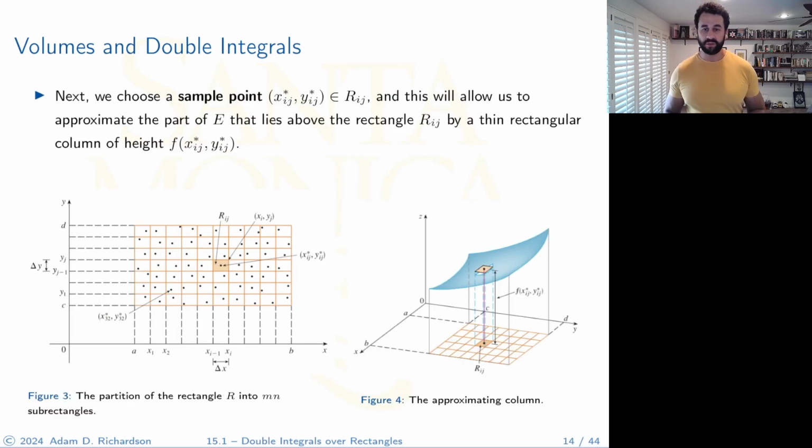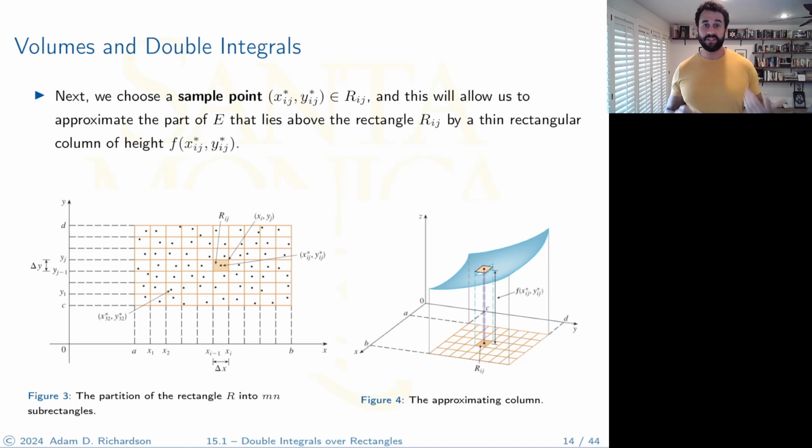So next thing we're going to do is choose a sample point in each one of these subrectangles. That's what all these little dots are that you see. The sample point just needs to be any point in the subrectangle. It doesn't have to be the midpoint, doesn't have to be the upper left corner or the lower right corner, anything like that. It can be any sample point in that subrectangle, R sub ij.